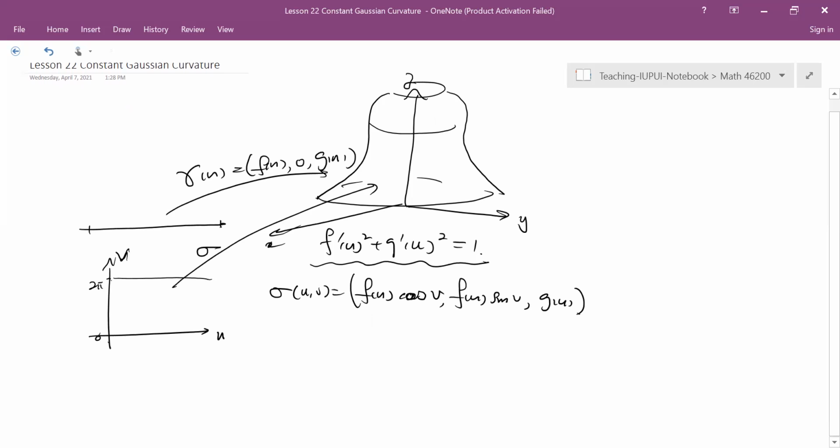The surface of revolution is generated by rotating this curve in the XZ plane. The standard surface patch will be given by f(u) cosine v, f(u) sine v, and g(u). V is the angle. When v is 0, we are talking about this point here.